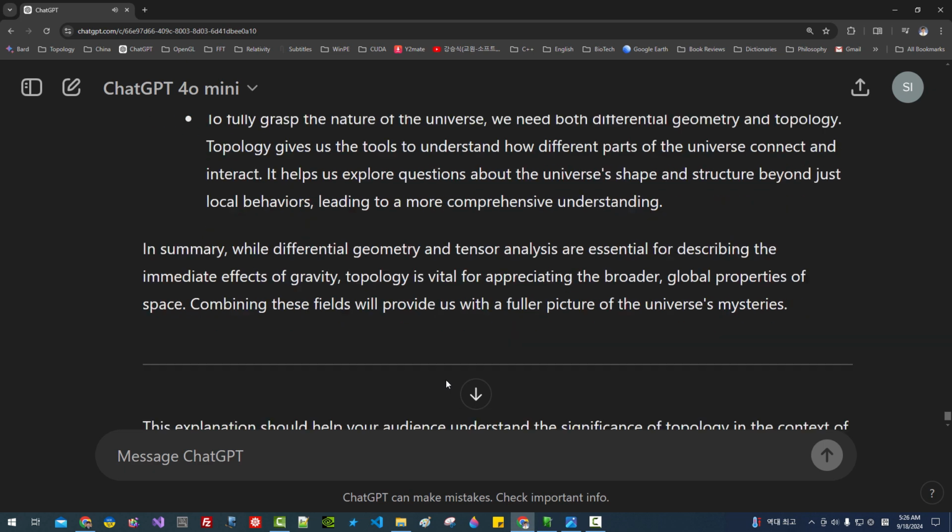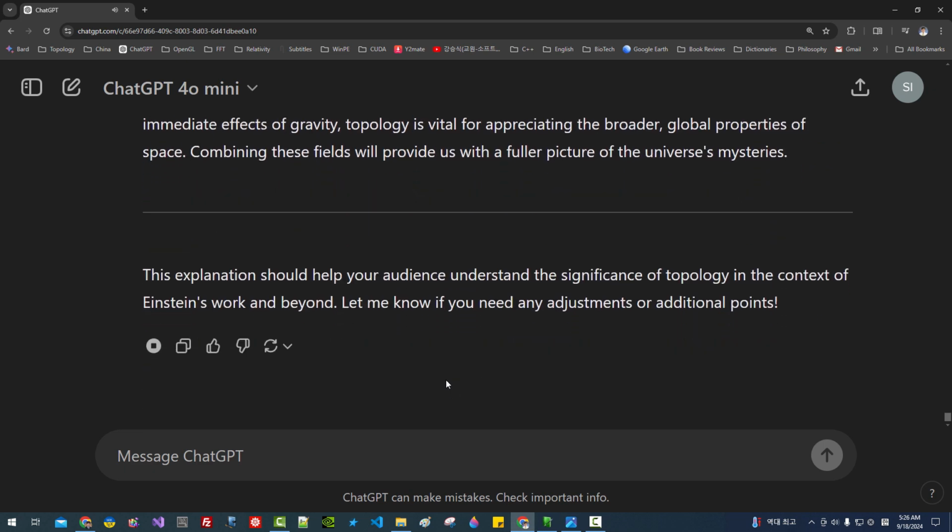This explanation should help your audience understand the significance of topology in the context of Einstein's work and beyond. Let me know if you need any adjustments or additional points.